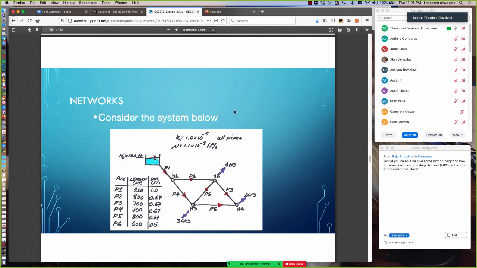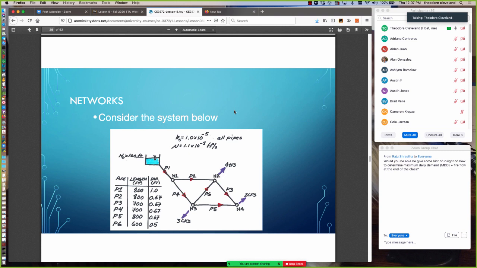So we have a reservoir here, and we're going to stipulate that the pool elevation in the reservoir is 100 feet. It's connected by a single pipe to node N1 in the system. Node N1 has two pipes leaving it. One goes to node N2, the other one goes to node N3. They're labeled pipe 2 and pipe 4, respectively. If we go to node N2, that has pipe 2 coming into it, pipe 6 coming into it, and pipe 3 leaving it. It also has a 4 cubic feet per second demand leaving the node.